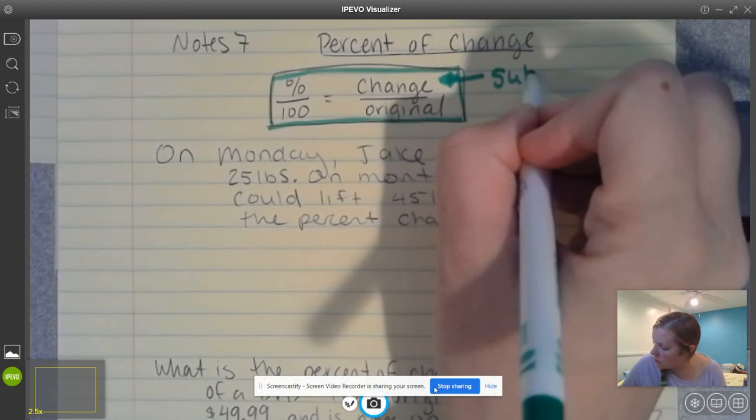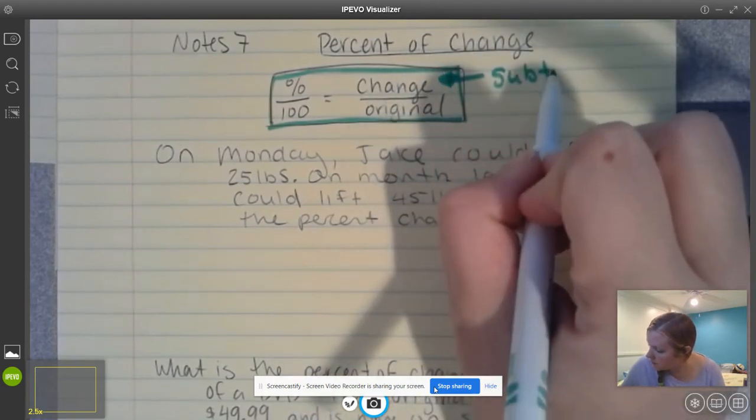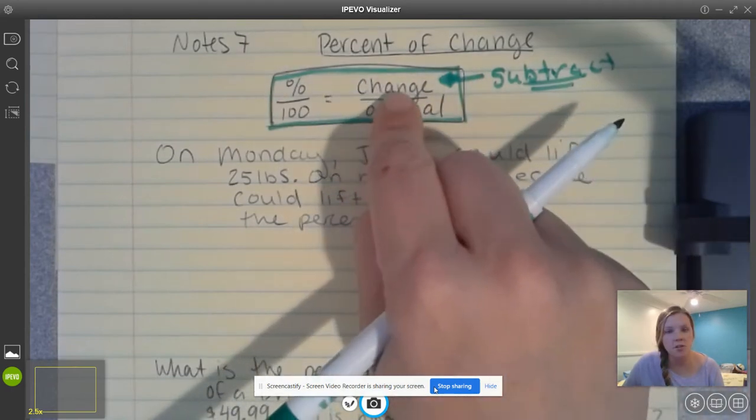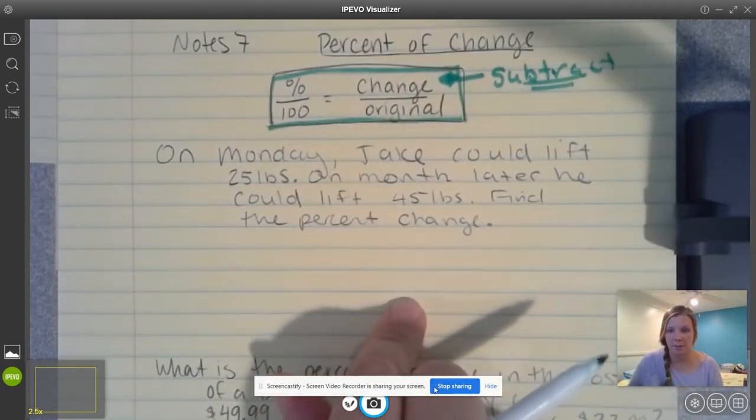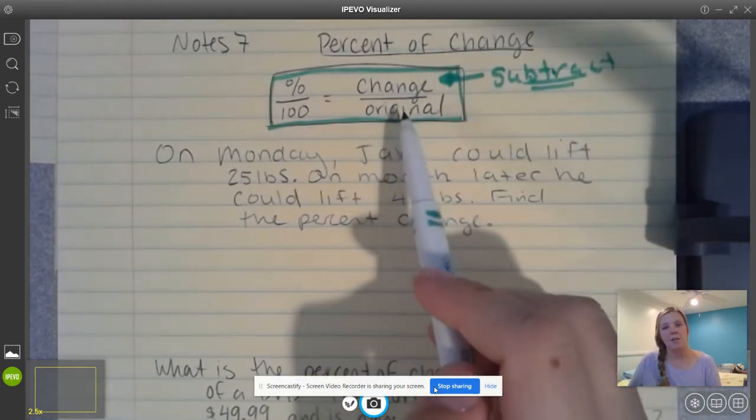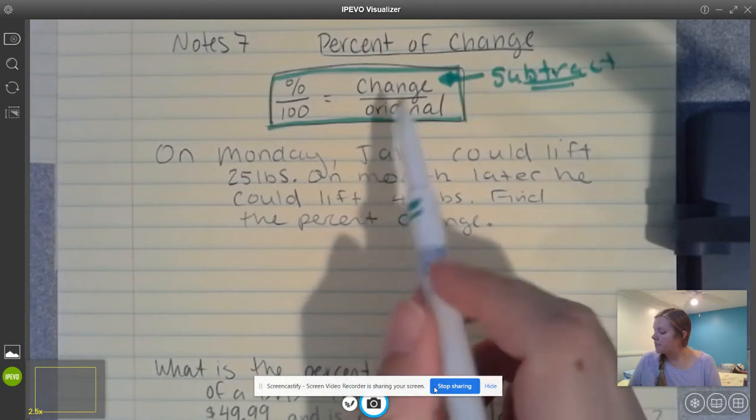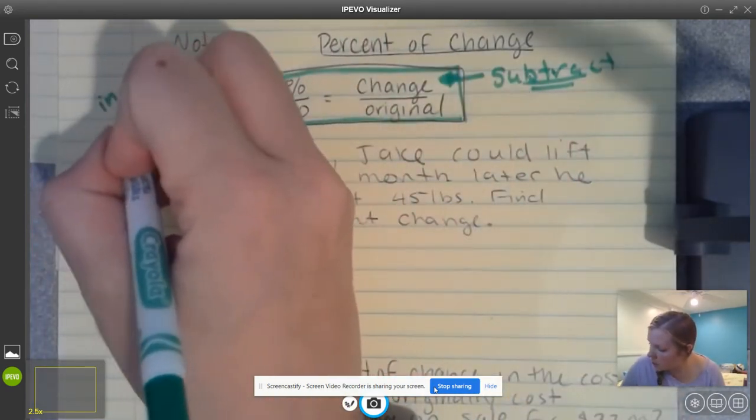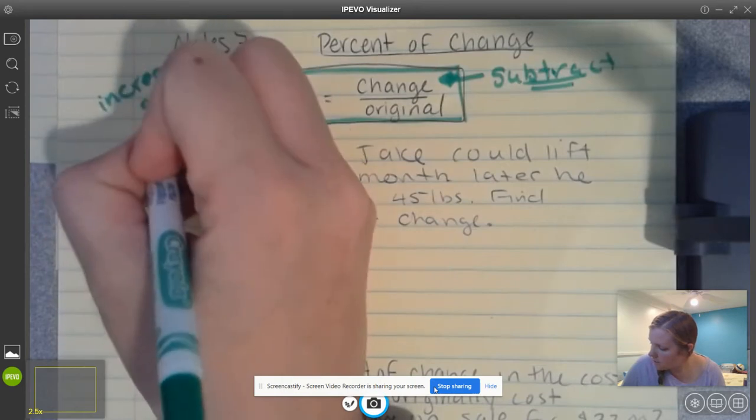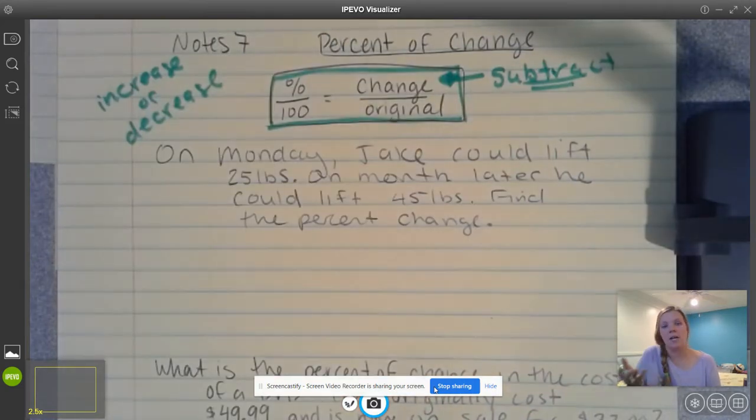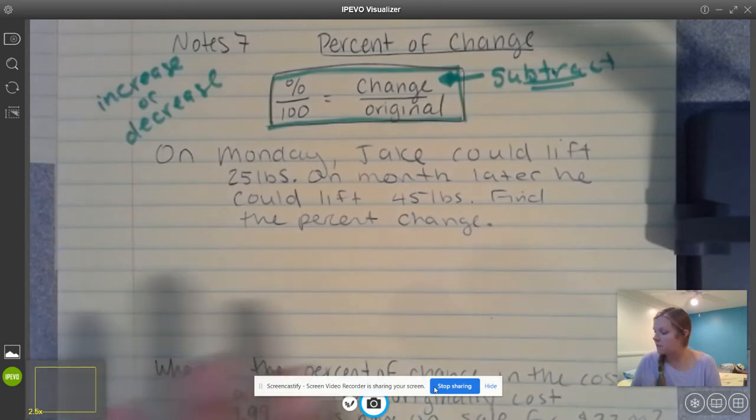And the change, to do that, you're going to have to subtract to find how much it changes. Again, the change is not just the other number in the problem. We have to do math to figure out how much the item changed. And then the last thing is we can identify the change as a percent increase or decrease. If the amount goes up, it would be a percent increase. If the amount goes down, it would be a percent decrease.